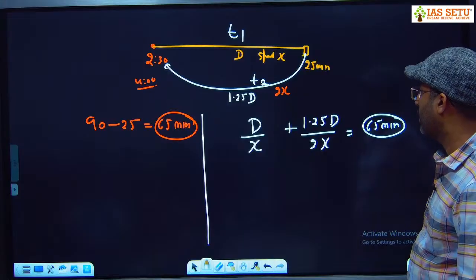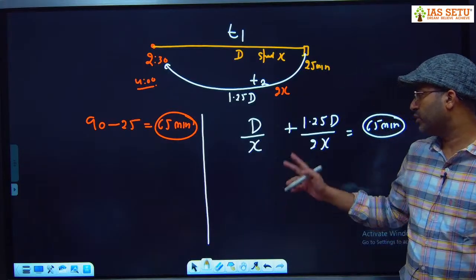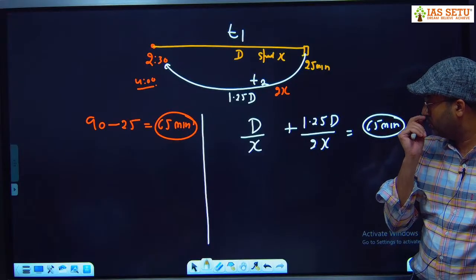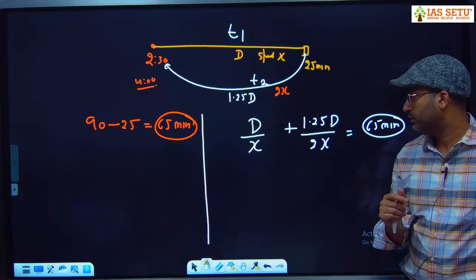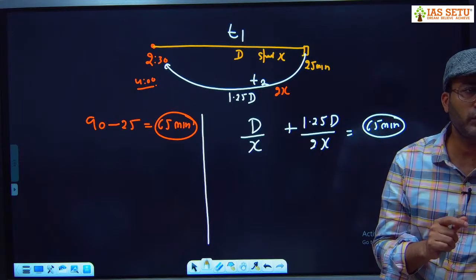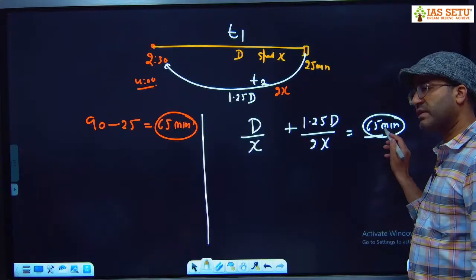Okay. Here we have a problem. There are 2 variables, 1 equation. So what we will do, we play with this time, 65 minutes.